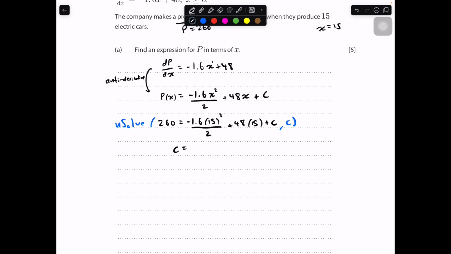c is equal to negative 280, so the whole function itself, P of x, is equal to negative 1.6 divided by 2. If you put that onto the calculator, you'll get negative 0.8. And so I'm just going to clean it up a little: negative 0.8x squared plus 48x minus 280. Okay, there we go.